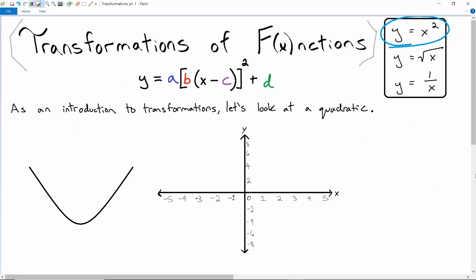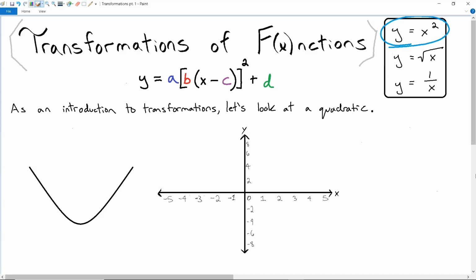Today's video is all about transformations of functions. And the main idea is you have a base function, or you could call it a parent function. And then there are all sorts of kinds of transformations that you can apply to the function based on its equation. So you can see on the top right that we have three parent functions. We have a quadratic, a square root, and a rational function.